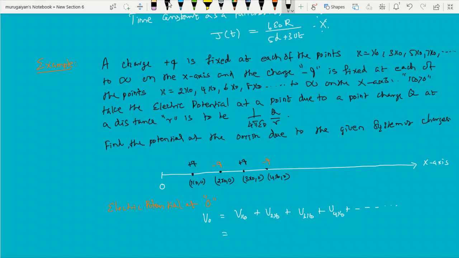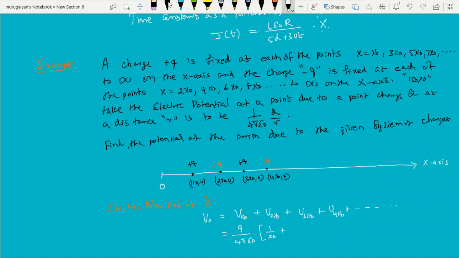In the place of q, small q can be taken at x naught, meaning the odd positions are positive, and 2x naught, 4x naught mean negative. So q by 4 pi epsilon naught can be a common factor. Then the first term is 1 by x naught.